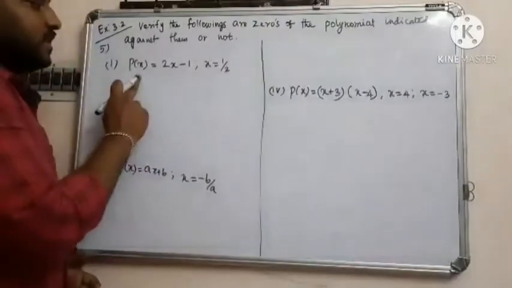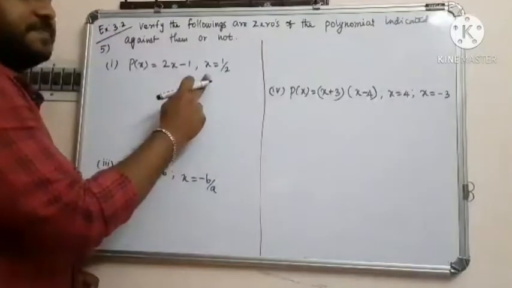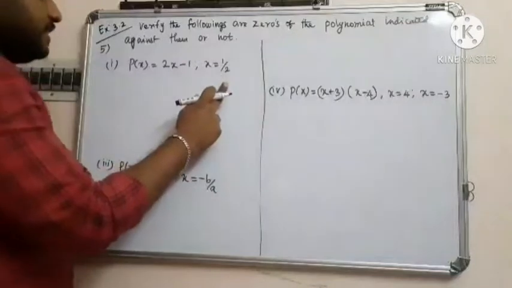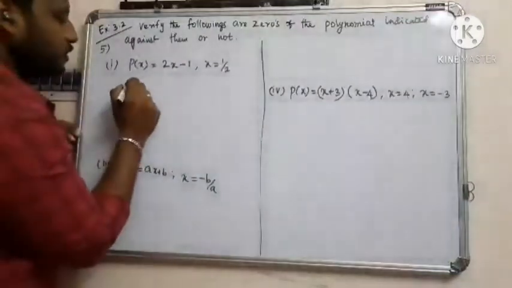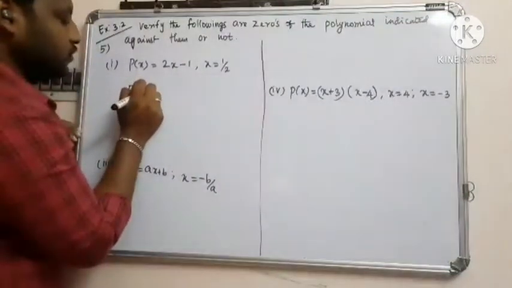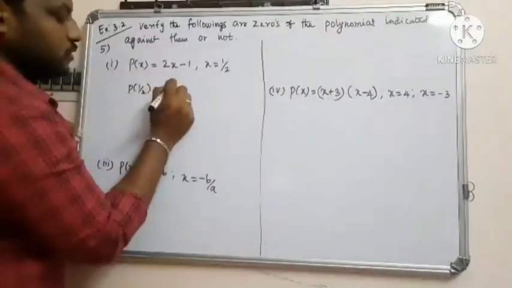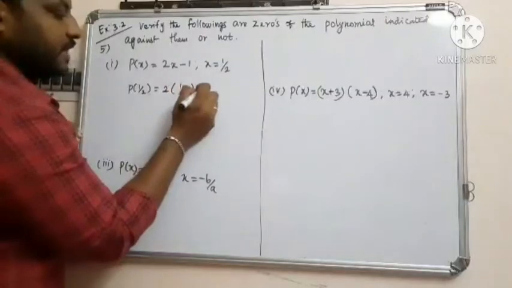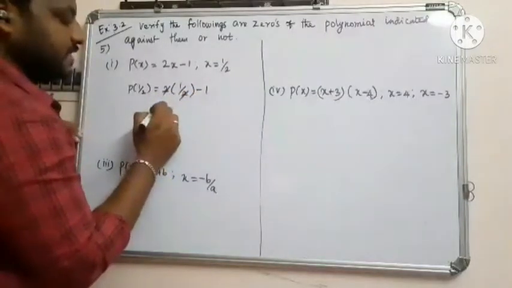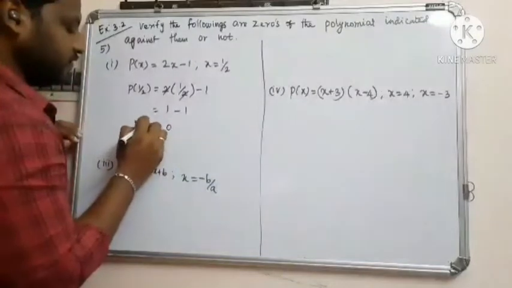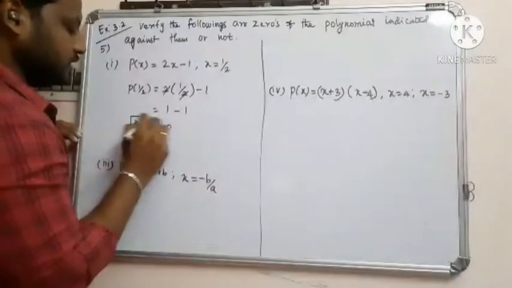So first question, p of x is equal to 2x minus 1 and the zero of the polynomial, x value, is given as 1 by 2. So substitute the value, p of 1 by 2. Instead of x you have to substitute 1 by 2. So 2 into 1 by 2 minus 1. So 2 will be cancelled, that is equal to 1 minus 1, which is equal to 0. So p of 1 by 2 is equal to 0.